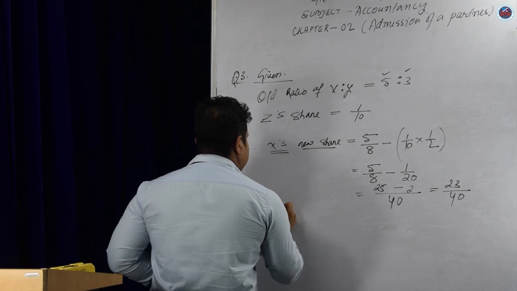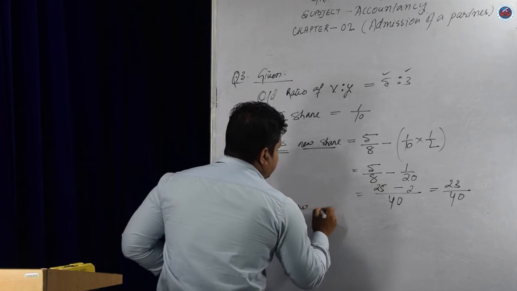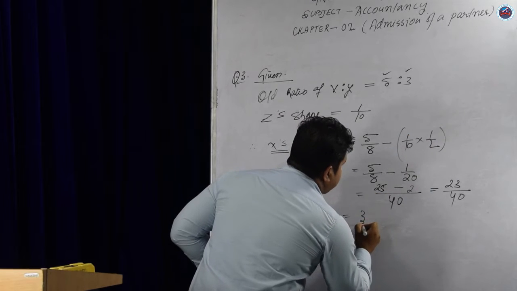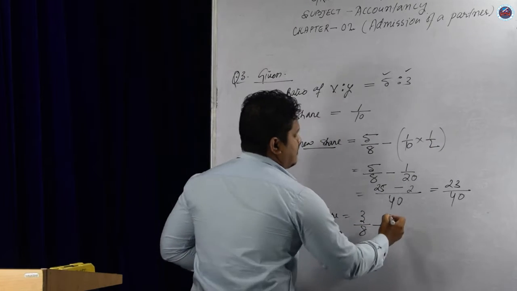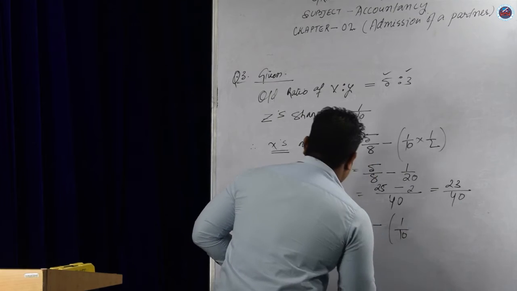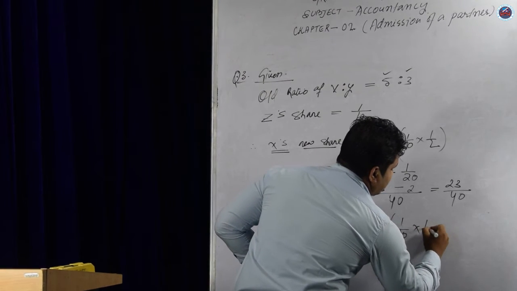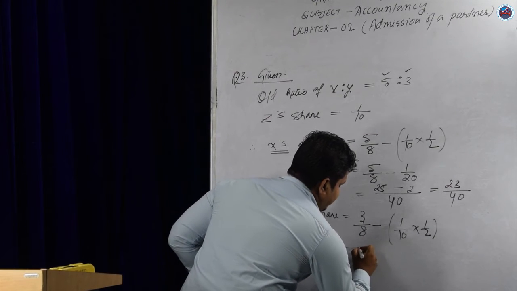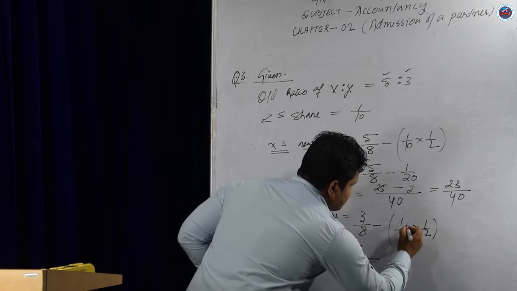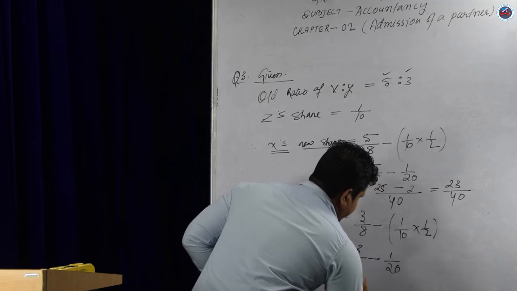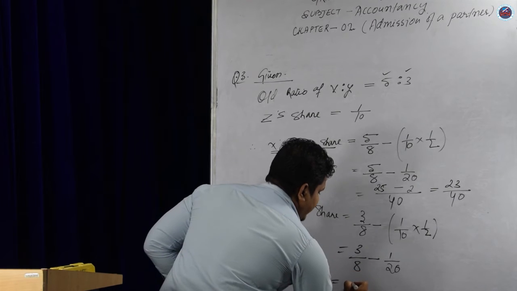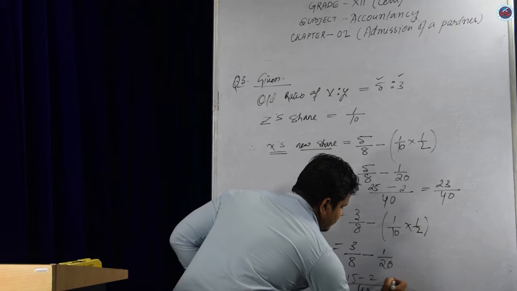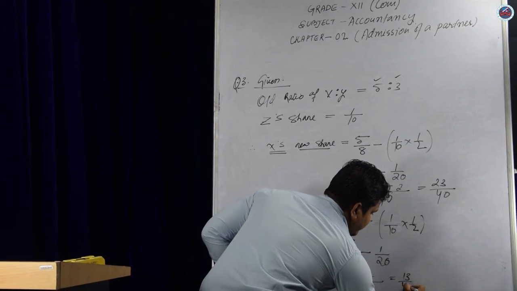Now the same for Y's new share. Y's old share is 3 by 8 minus Z's share, 1 by 10, and Y also gives half of Z's share, that is 1 by 10 into half. So we solve it again: 3 by 8 minus 1 by 20. The LCM will be 40. 5 threes are 15 minus 2, that is 13 by 40.